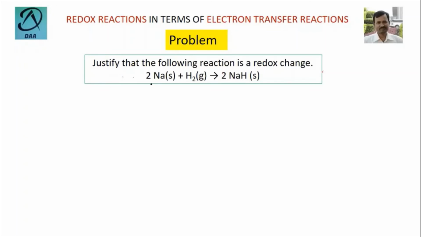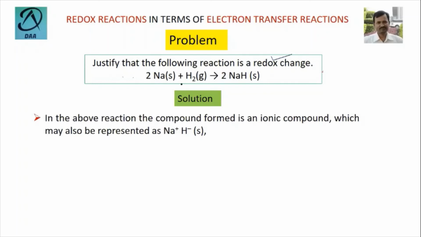Now we'll see one very simple example: 2Na plus H2 will form 2NaH. We have to justify that this reaction is a redox change, that means both reduction and oxidation are happening in this reaction. So, solution. In the above reaction, if you see, the compound NaH is formed, which can be represented by Na plus H minus. This product can be written in its ionic form, Na+ H-.